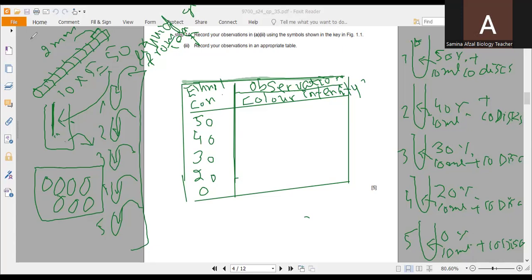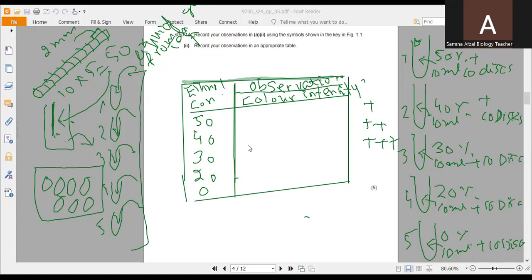So maybe you will make use of these plus signs. You will make use of these plus signs according to the color intensity which you will observe at that time when you are performing this experiment. So I'm not giving any plus or minus sign over here. This is the finding which you will do when you perform this experiment in the lab.